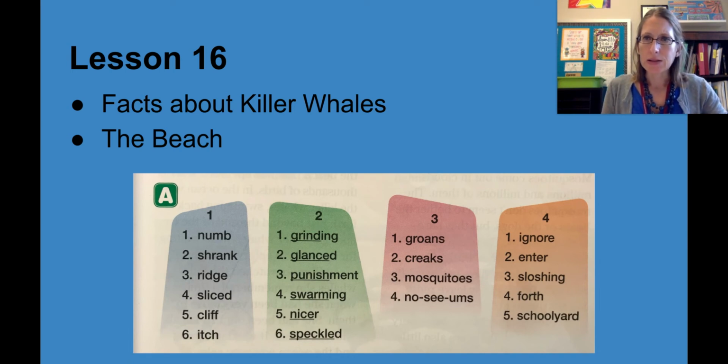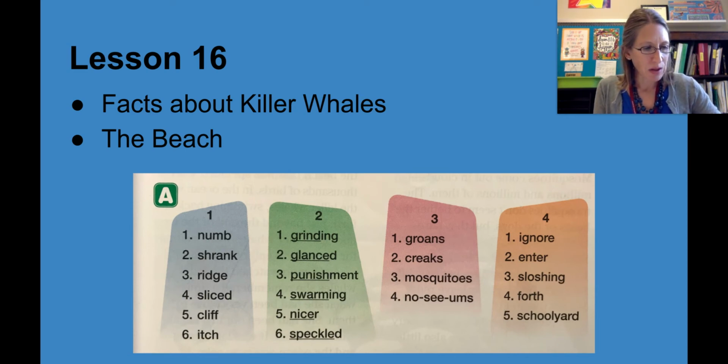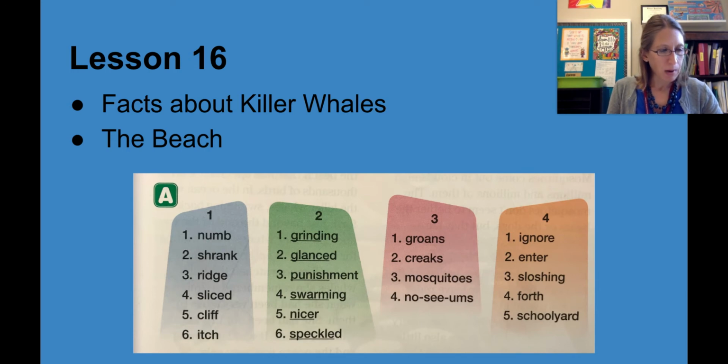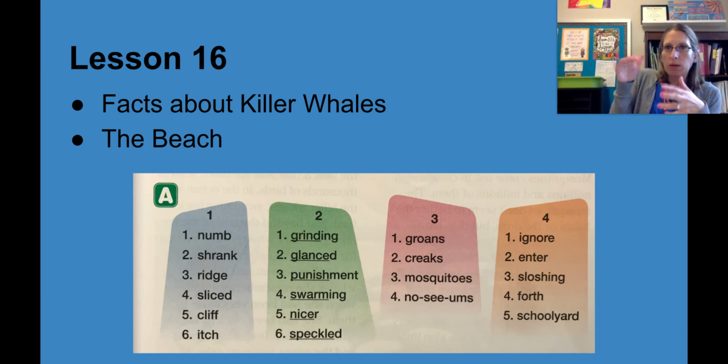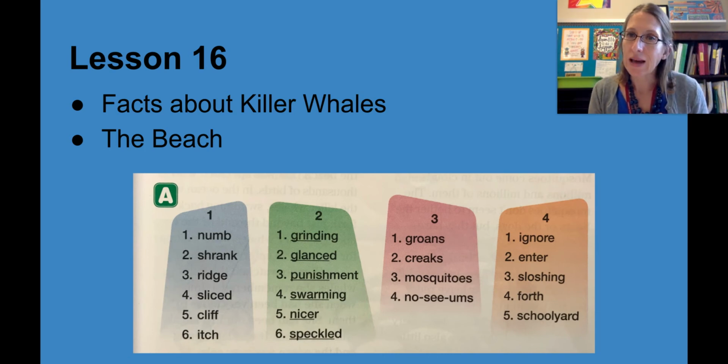Word 2 is glanced. What word? If you glance at something, you look at it quickly. So if you glanced out the window, just a quick look. Word 3 is punishment. What word? Ooh, I think maybe someone might get some punishment in this story. Word 4 is swarming. What word? Ooh, the bugs are swarming. Word 5 is nicer. What word?